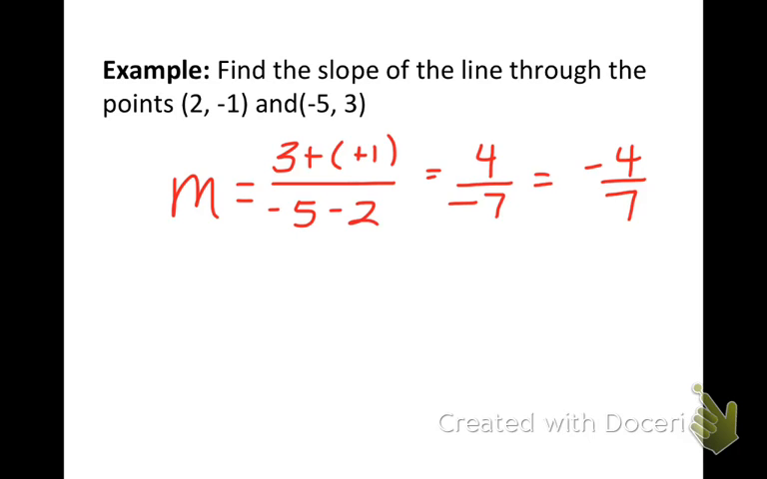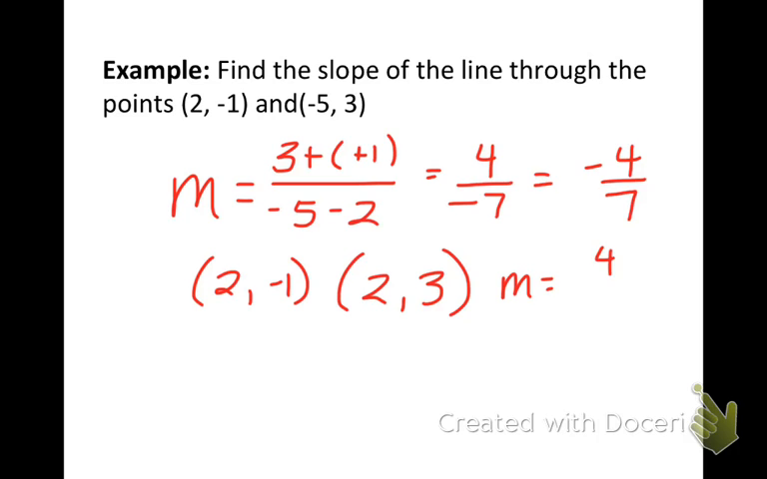If you are left with 0 in the denominator, so if this was something like (2, -1) and (2, 3) as your 2 points, can't happen, right? Your x's can't be the same, because this would get you a slope of 3 minus -1, so 4 over 0, which is undefined.